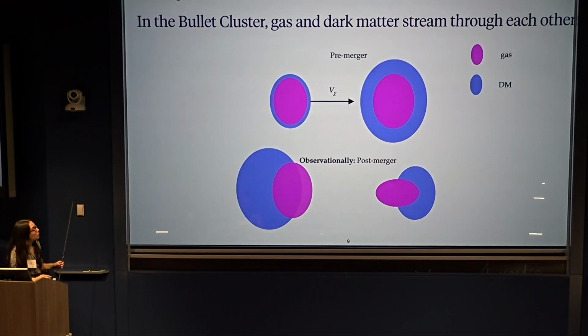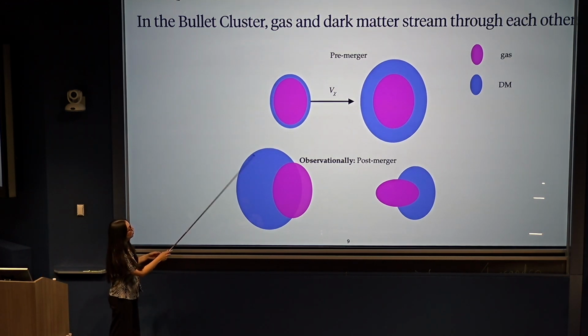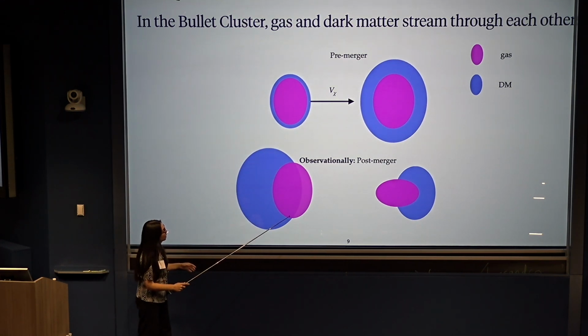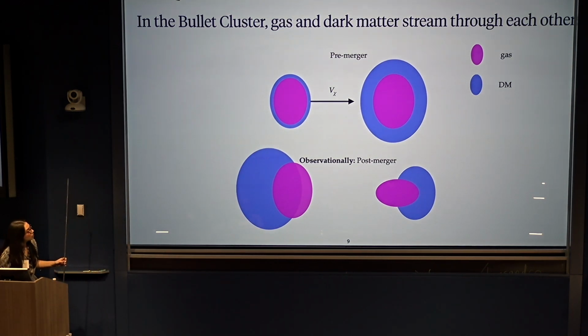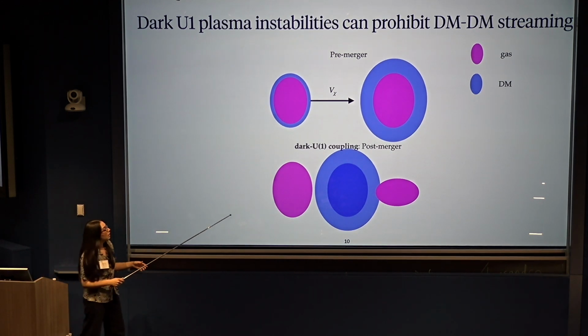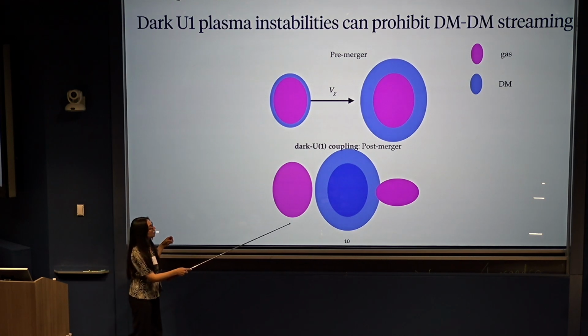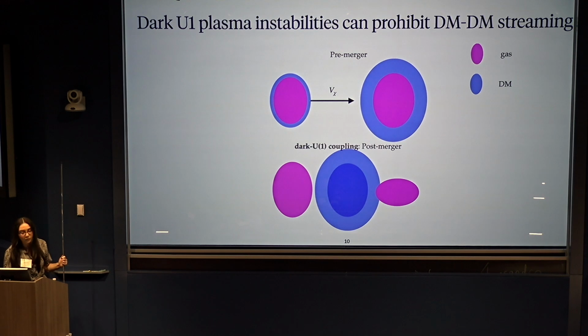OK, so what happens if you have this Weibel-like instability, just from this cartoon? Again, pre-merger, you have two clusters that have gas and dark matter, and there's some relative streaming velocity. Observationally, what we see post-merger is some separation between the gas and the dark matter, because the gas is undergoing these collisional shocks. What happens if you have these dark instabilities? We think what will happen is instead, these magnetic fields will cause the dark matter to very strongly couple, and the dark matter halos won't be able to stream through each other anymore.